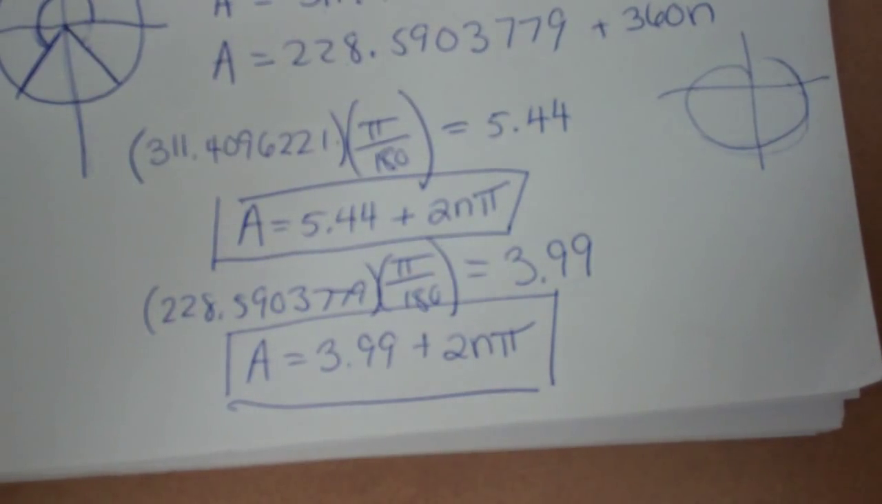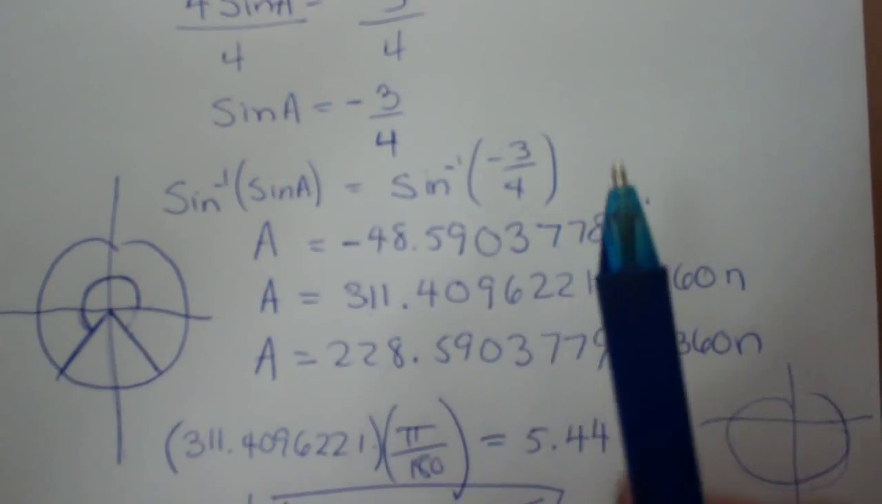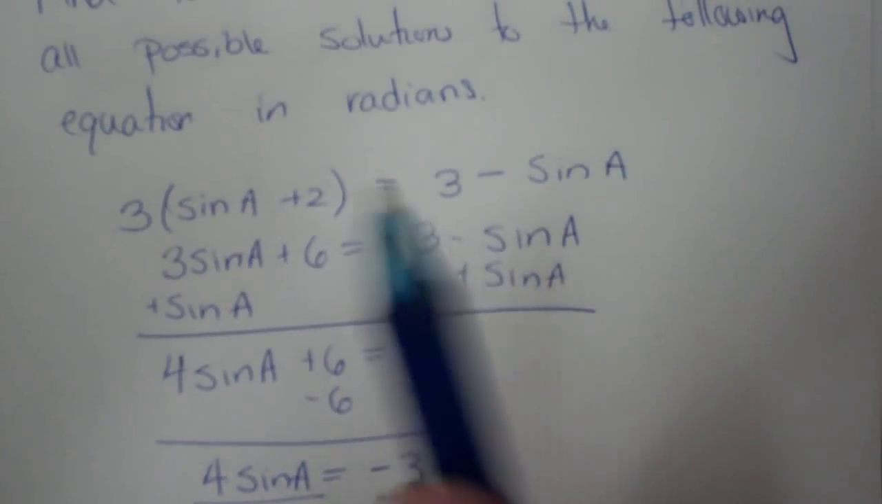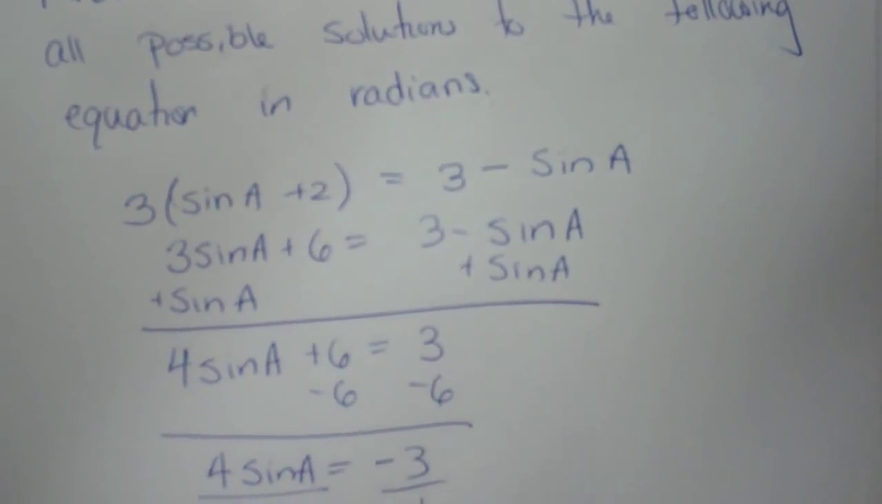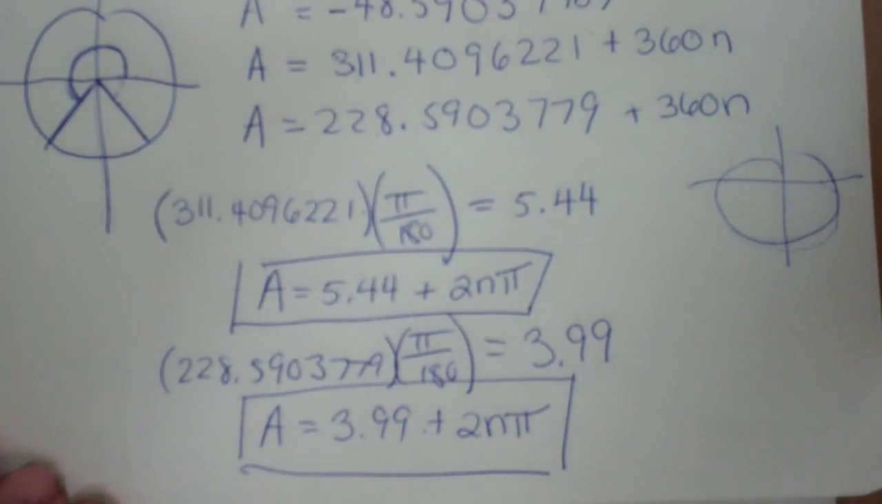There was a lot going on in this problem, not because the equation was hard to solve, but because it wanted to give us the answers in radians, and we did it by solving it in degrees first, and then converting to radians. And there we have it.